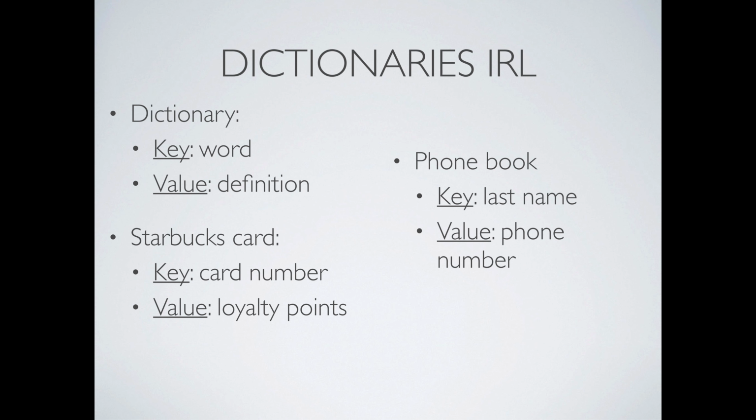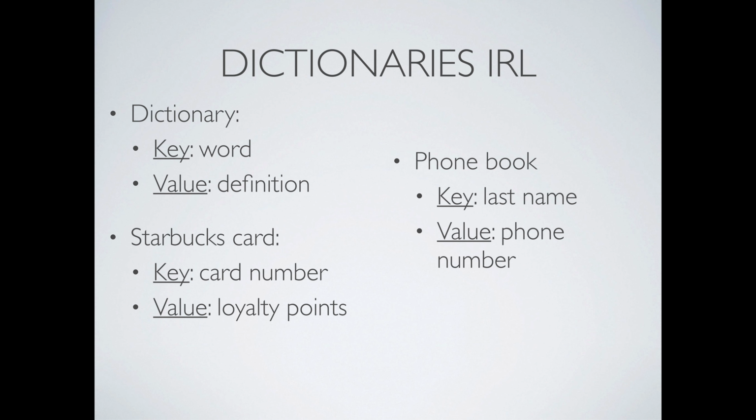which is the definition. Another example dictionary in real life would be a Starbucks card, or any really loyalty number card. In this case, the key would be the card number, right? You see your Starbucks card, you see the card number on it, no problem. And, you know, when you scan it with the cashier or whatever, they see the card number. The value might be something that you look up based on the card number. So maybe it's, you know, your loyalty points or your current balance or something like that.